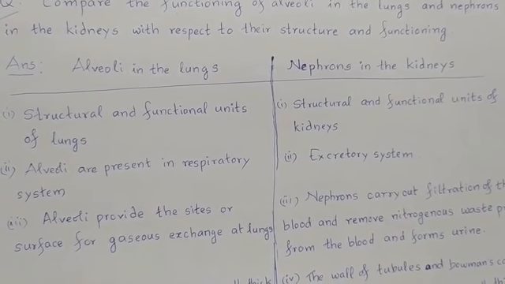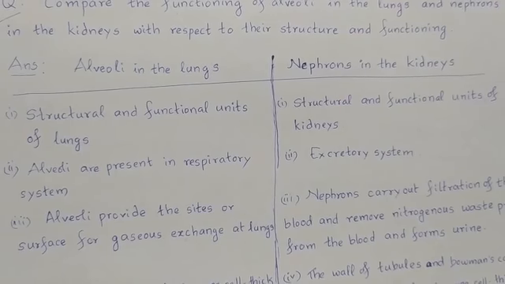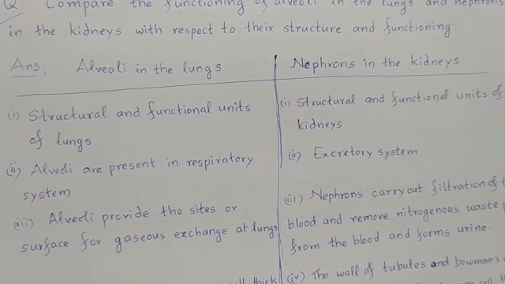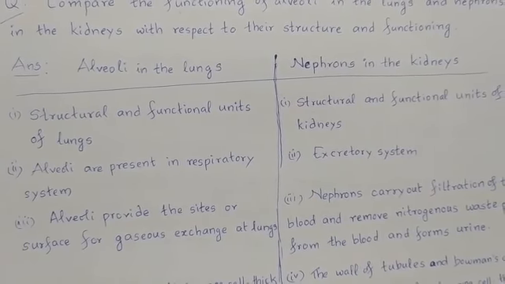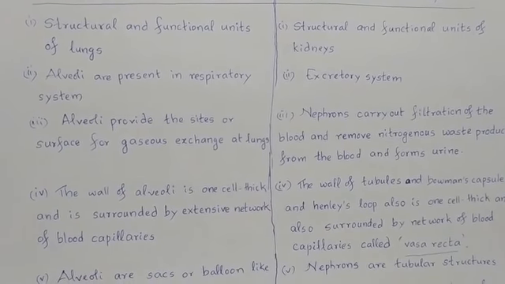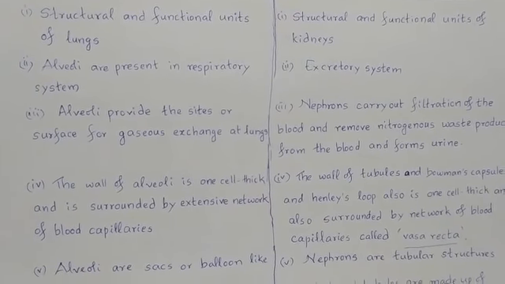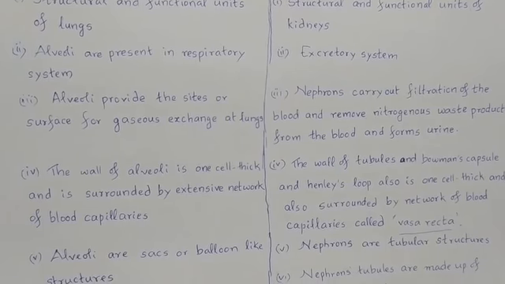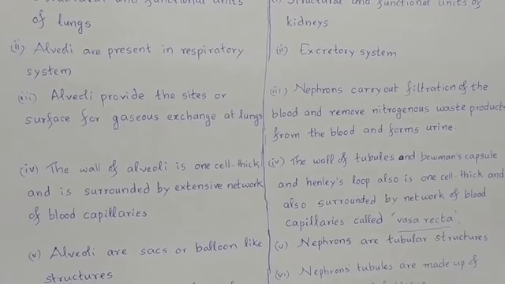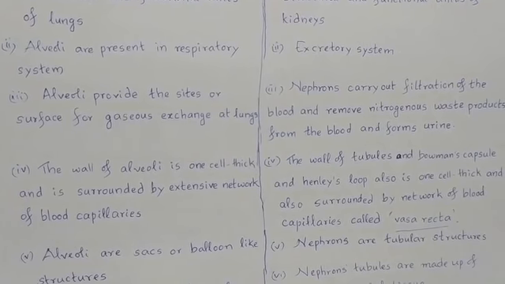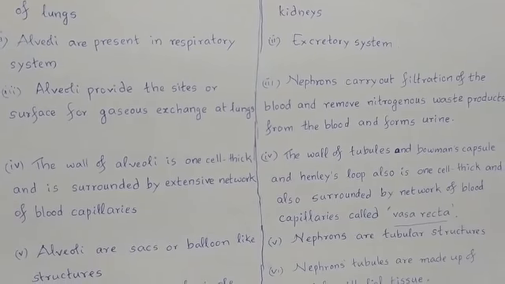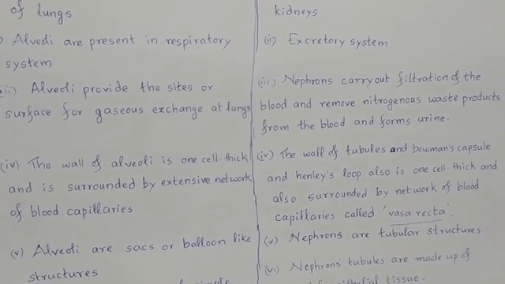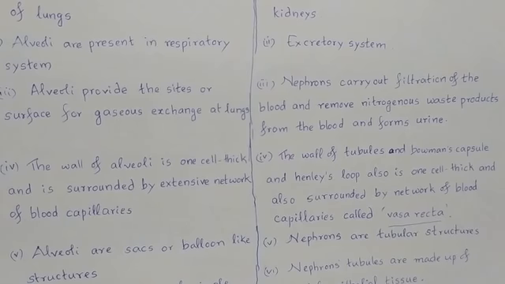Alveoli in the lungs are the structural and functional units of the lungs. Nephrons in the kidneys are the structural and functional units of the kidneys. Alveoli are present in the respiratory system. Nephrons are present in the excretory system. Alveoli provide the surface for gas exchange at the lungs. Nephrons carry out filtration of the blood, remove nitrogenous waste products from the blood and form urine.